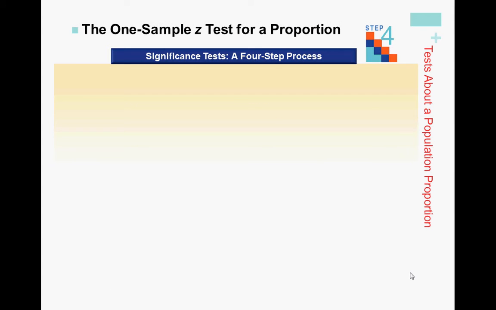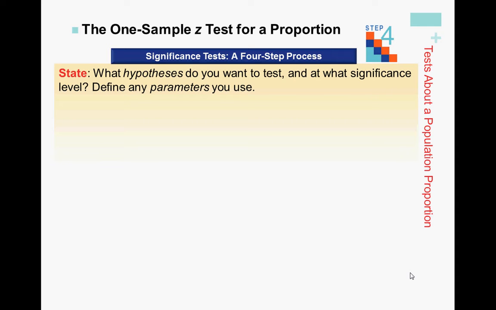So here we go. We're doing a one sample z-test for a proportion. And your favorite, the 4-step process. So with state, what hypotheses you want to test and at what significance level. Define any parameters you use. So make sure you define P.